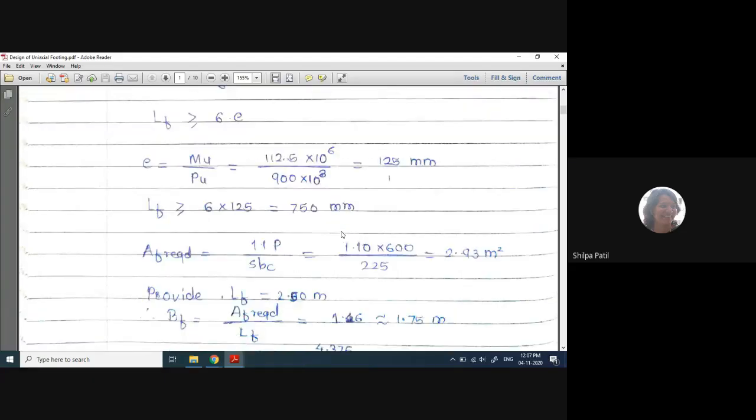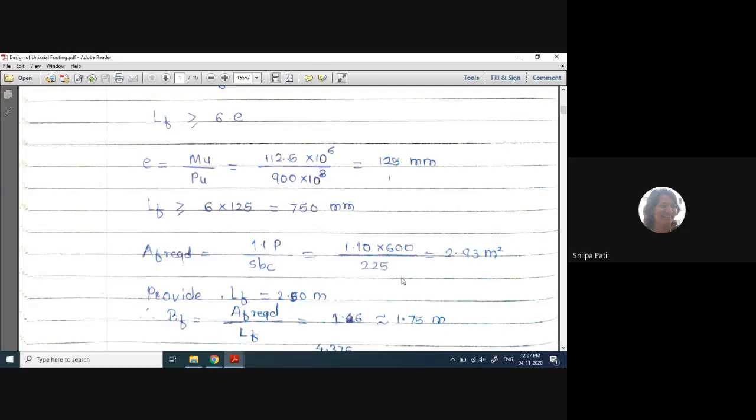Now again, while calculating the area, I will make use of the same formula based on the settlement criteria as we have done in yesterday's problem, which is the load coming from the column divided by the safe bearing capacity. That load is increased by 10% to add the self weight of the footing also. So it is 1.1 into 600. Now again, this load is to be considered as a working load because this criterion comes under the limit state of serviceability.